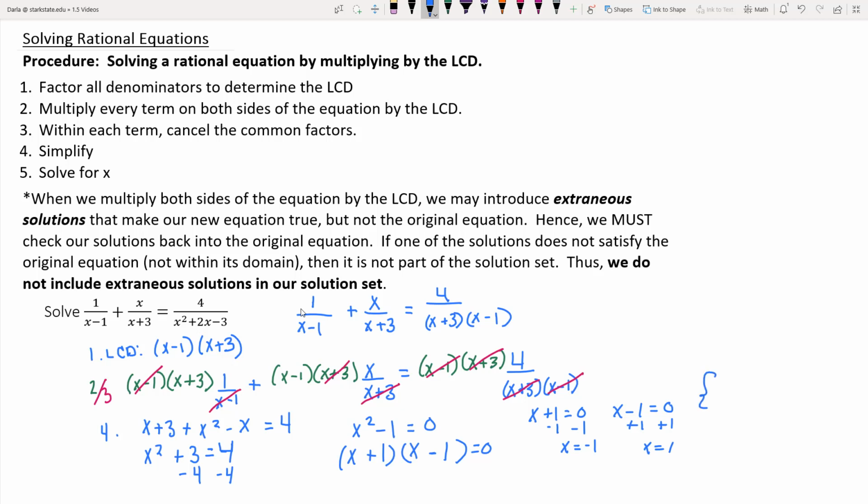So our solution set appears to be -1 and 1, but then we have to check that back into our original equation's denominators. And we can see, especially in this factored form, that when we plug in 1, that makes this first expression and the third expression 0 in the denominator, and that's not allowed. So that 1 is not allowed to be part of our solution. And then as far as -1 goes, that is fine. So in the end, our solution is actually just -1.